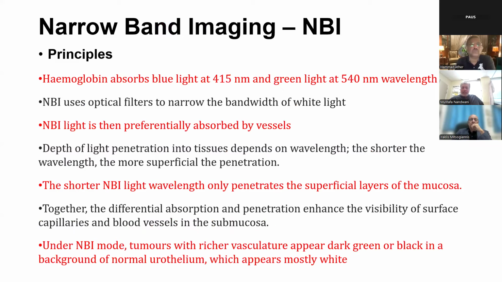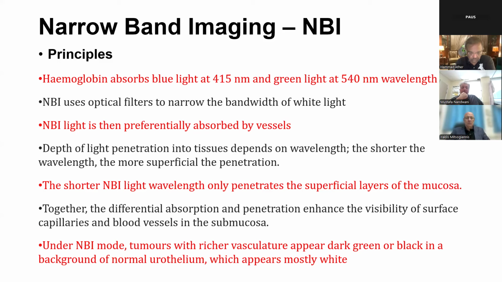Narrow band imaging: the principle is that hemoglobin absorbs blue light at a wavelength of 415 nanometers and green light at 540 nanometers.